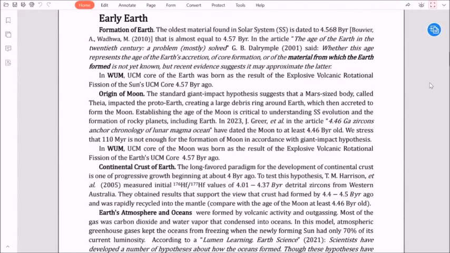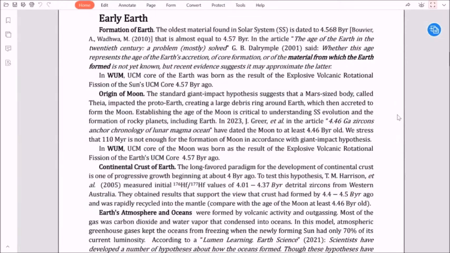Origin of the Moon. The standard giant impact hypothesis suggests that a Mars-sized body called Theia impacted the proto-Earth, creating a large debris ring around Earth, which then accreted to form the Moon. Establishing the age of the Moon is critical to understanding solar system evolution and the formation of rocky planets, including Earth. In 2023, Greer et al., in the article 4.46 Ga Zircons Anchor Chronology of Lunar Magma Ocean, have dated the Moon to at least 4.46 billion years old.